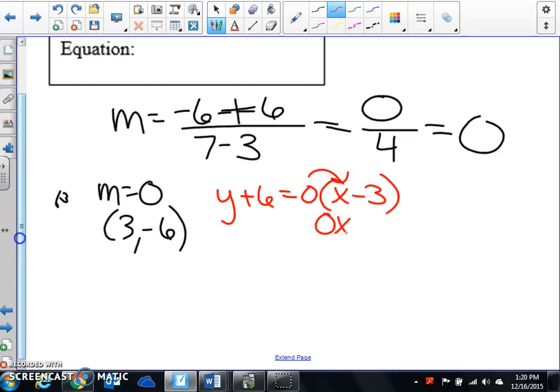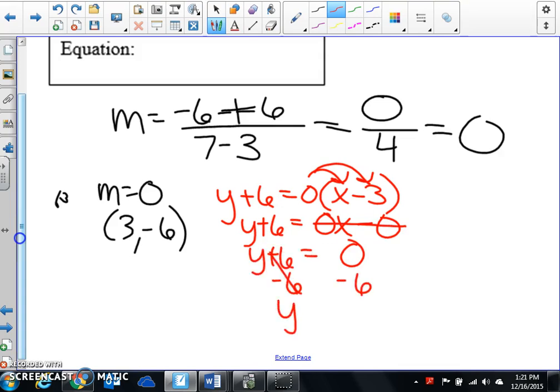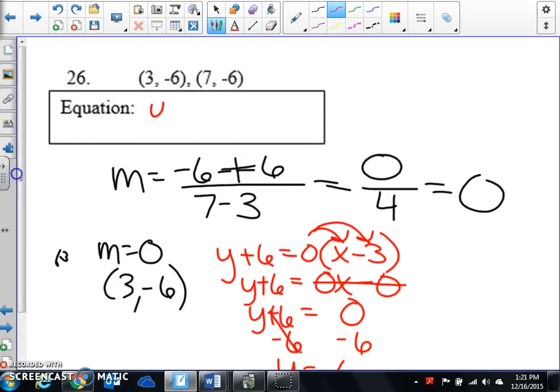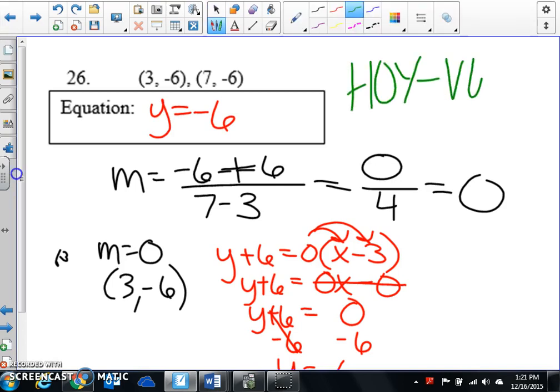Distribute out. So this is all 0. Subtract 6. My y equals -6. That's one way to do it. Or you can go once again back to Hooy-Vux. Probably the easier way.